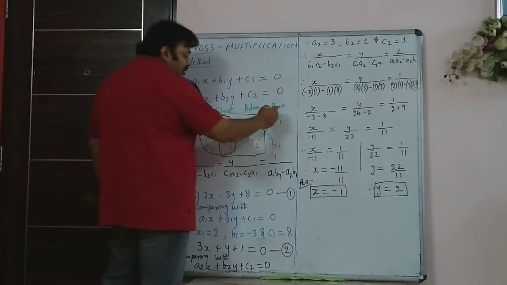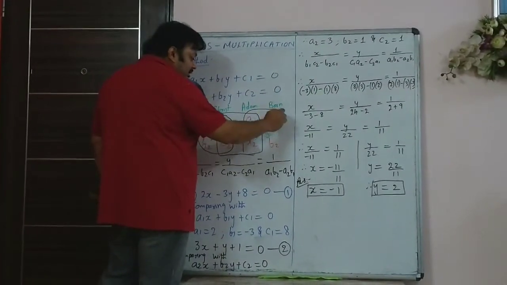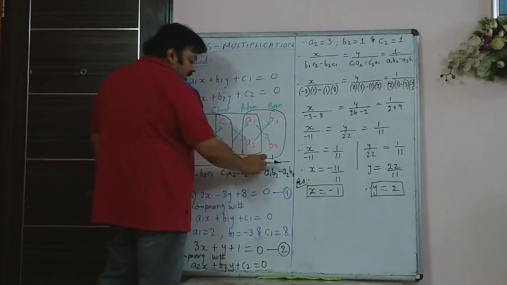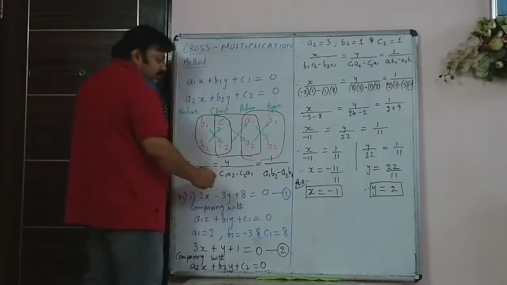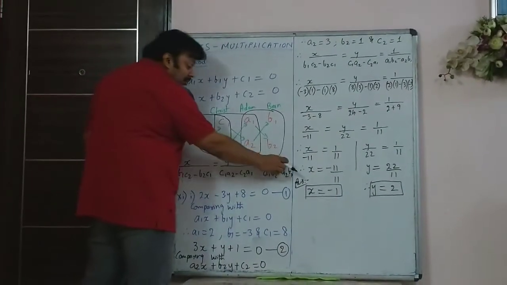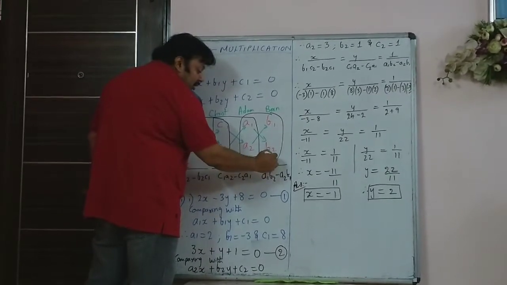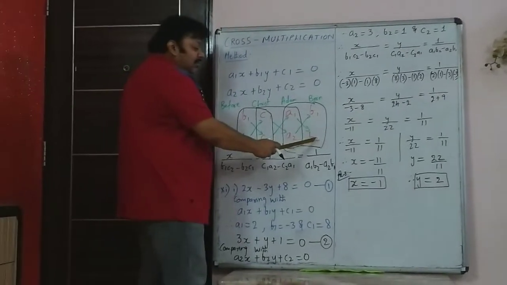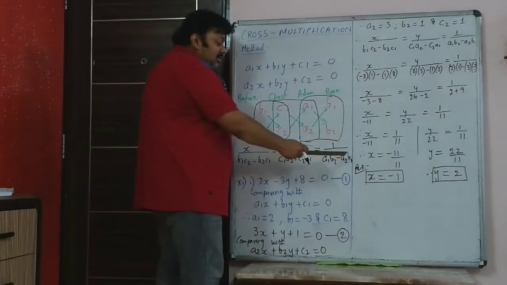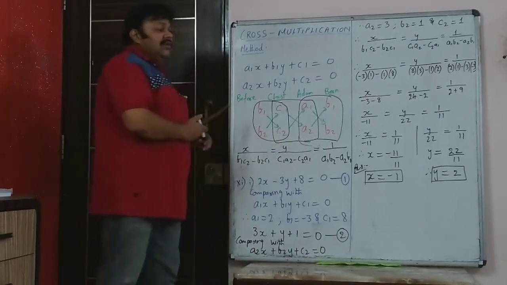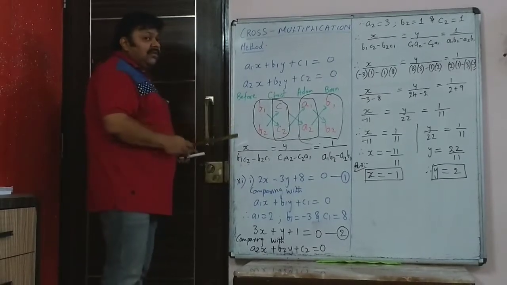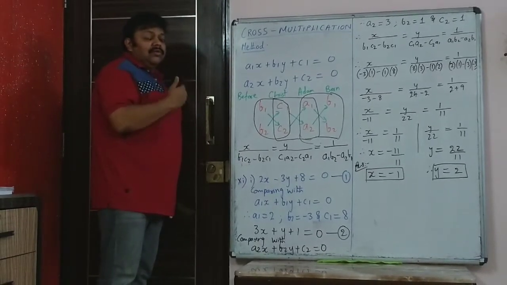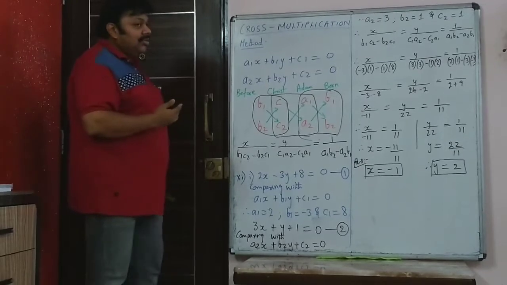And the last, you have made the third pair of these terms, and you have written it as 1 upon a1b2 minus a2b1. See, the first time you do it, you have to do it carefully. Once you have done 3-4 sums on this, it becomes simple.